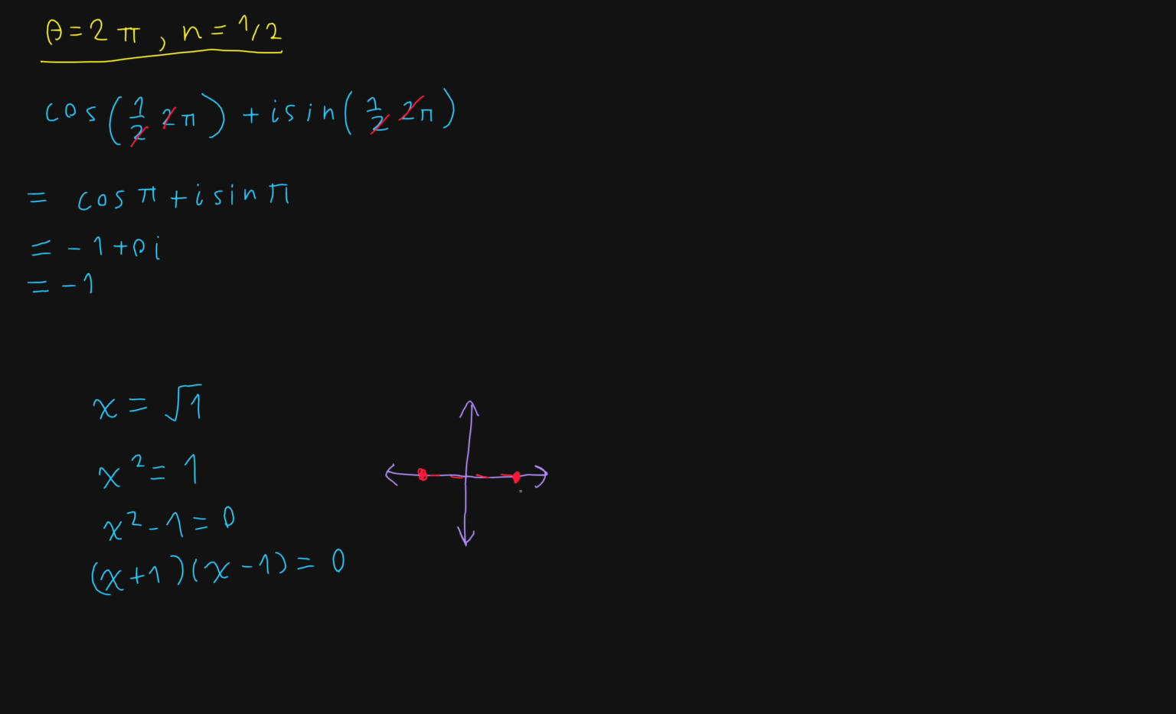So this here is 1 and this is -1. And so you're going to have these values for n is equal to 0 and 1, basically from 0 to whatever the root is, -1. Okay, so this is going to be your x1 here and your x2.